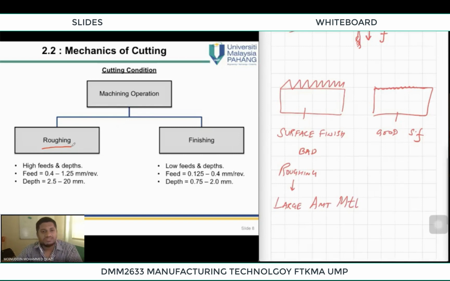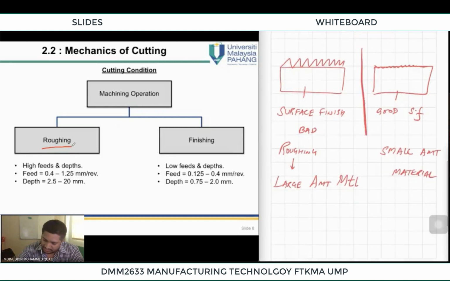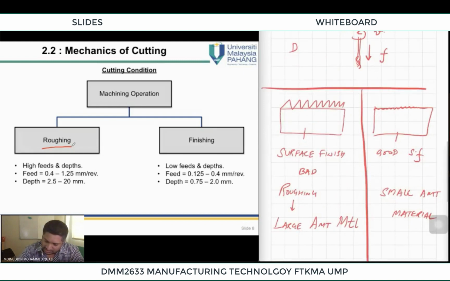I can remove a large amount of material. But when I talk about finishing operation, I will do it slowly and smoothly. Then the material removed is a small amount. Small amount of material is removed. Now what is the cutting? So this is the difference.